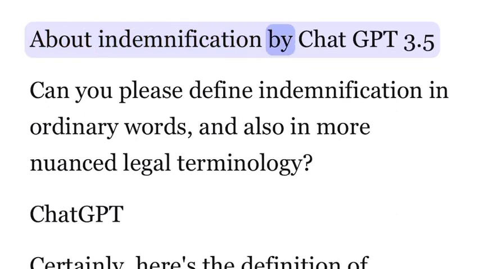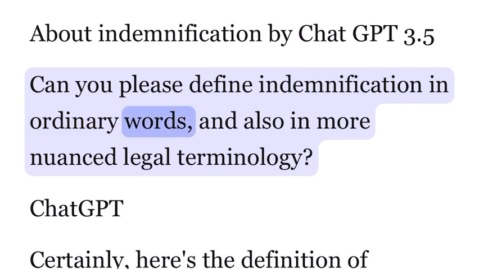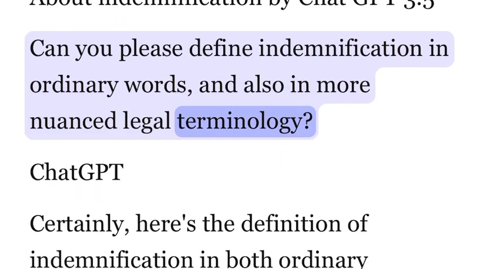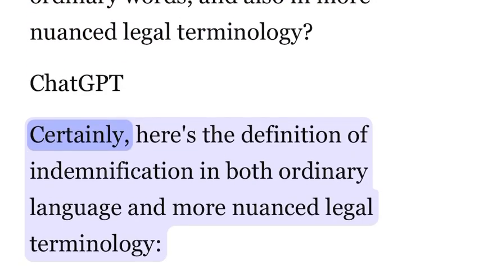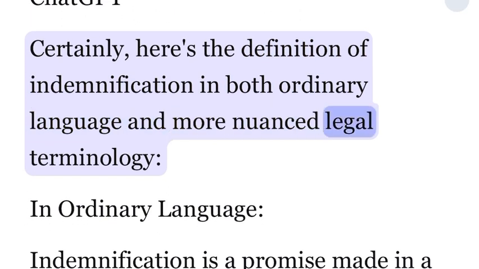About indemnification by ChatGPT 3.5. Can you please define indemnification in ordinary words, and also in more nuanced legal terminology? ChatGPT: Certainly, here's the definition of indemnification in both ordinary language and more nuanced legal terminology.